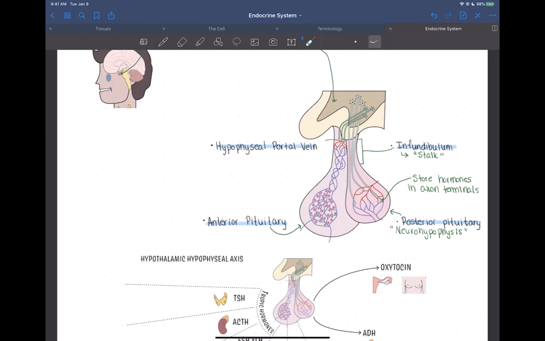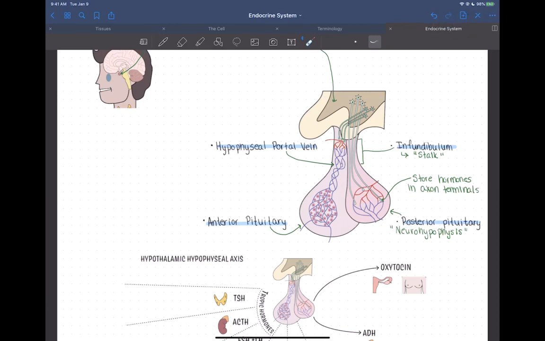And so this anterior pituitary is connected to the hypothalamus by a network of capillaries. So you have a network of capillaries in the anterior pituitary, and it's connected to the hypothalamus by this structure, the hypophyseal portal vein. And so this is a vein connecting the capillaries in the anterior pituitary to capillaries here, where the neurons of the hypothalamus connect.